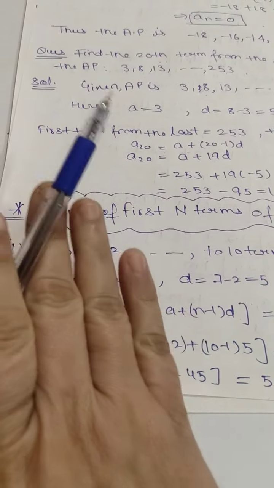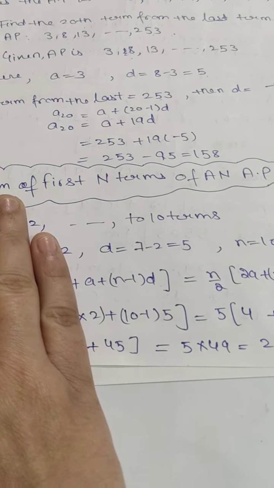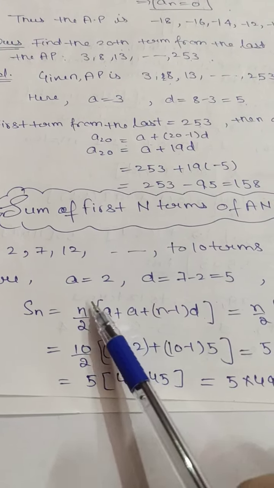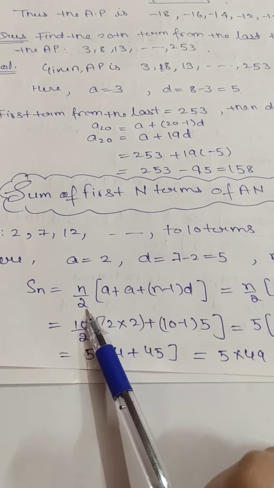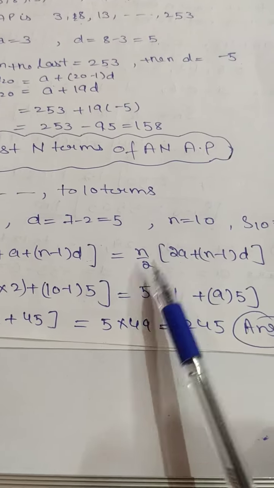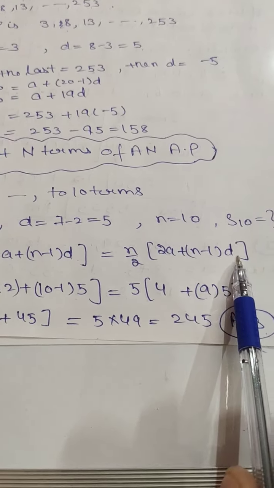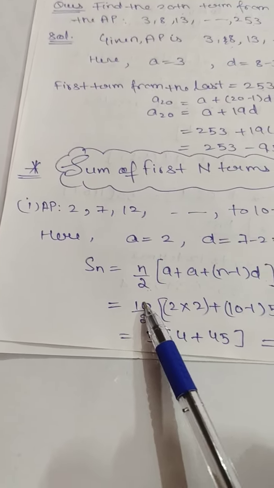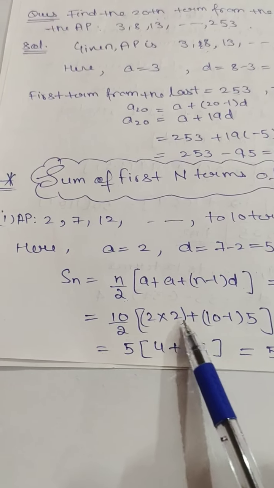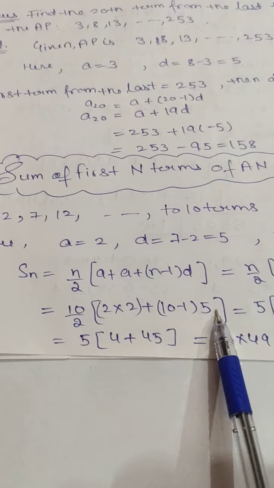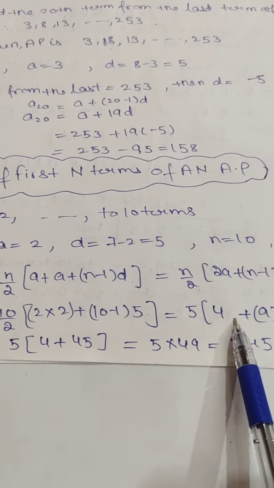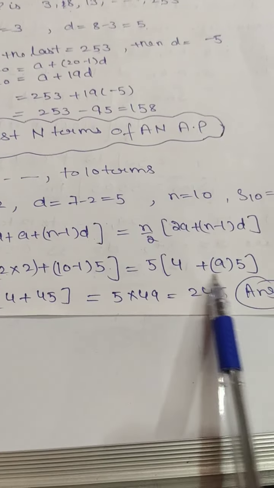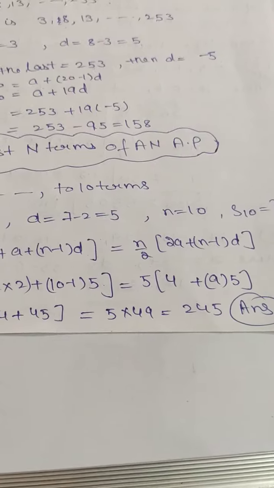See, we all know the nth term formula, which is a plus n minus 1 into d. So we can add the first term to it and multiply the whole by n by 2. Okay, so here we get Sn equal to n by 2 into 2a plus n minus 1 into d. Put these values here: n is equal to 10, so 10 by 2, first term is 2, so 2 into 2 plus 10 minus 1 into 5, which is equal to 5 into 4 plus 9 into 5, and we will get 245. This is the sum of our first 10 terms.